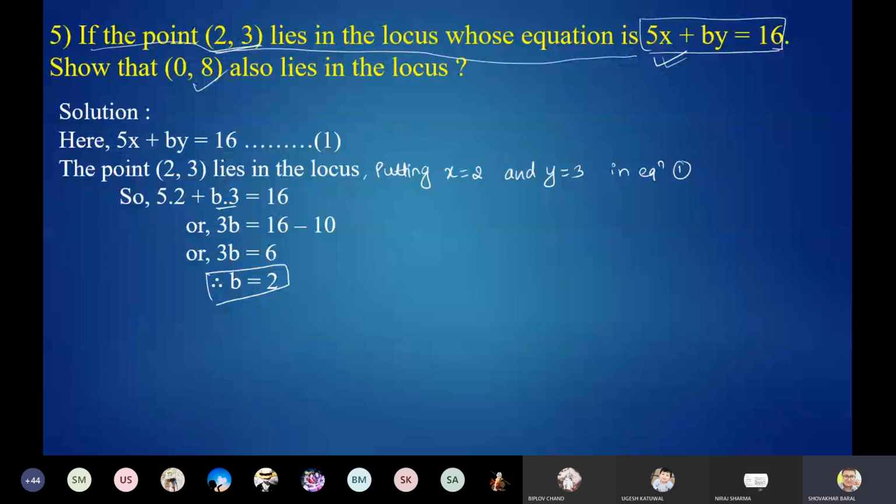Copy it up here so that I can go to the second part. Up to here the locus is given already.